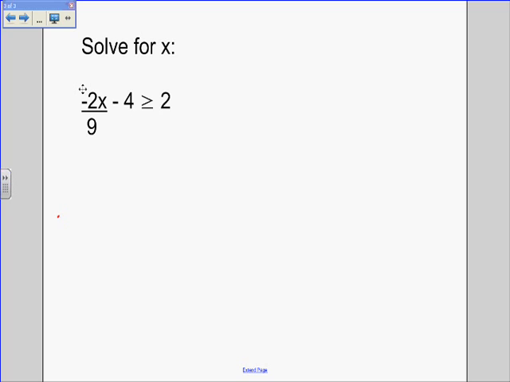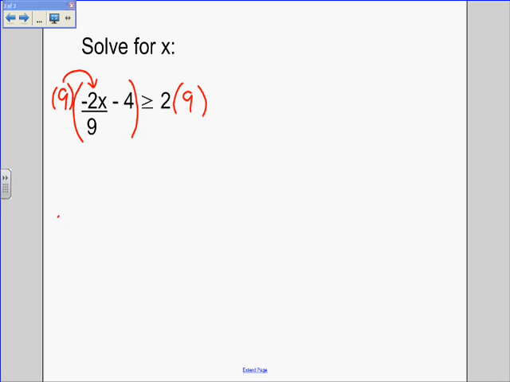So let's say here that I have a negative 2x over 9. Well, over 9 means it's divided by 9. So if I want to remove that division by 9, I have to do the opposite operation, and that's a multiplication by 9. However, if I multiply this term by 9, I have to multiply both terms on the left and my one term on the right. So what does that look like?